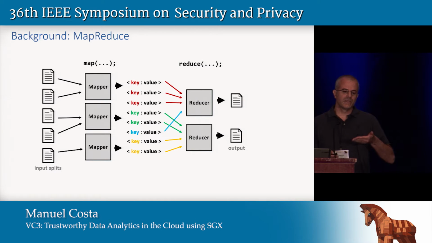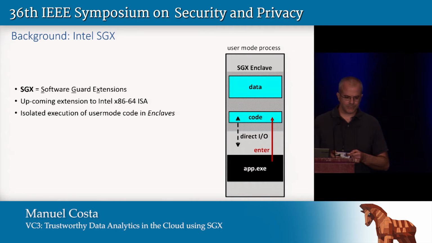The system then does a group by on the keys of the intermediate key value pairs and calls the reduce functions in reducer nodes, and the reducer nodes output results. So it's a very simple programming model, but it is very popular and it is very useful to do data analytics. The other piece of background is Intel SGX.